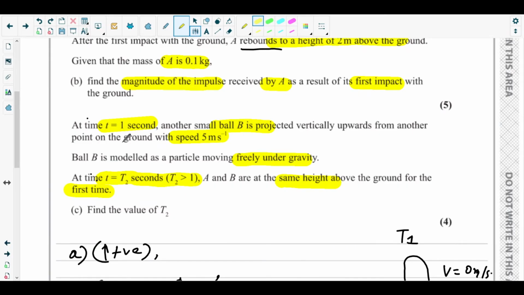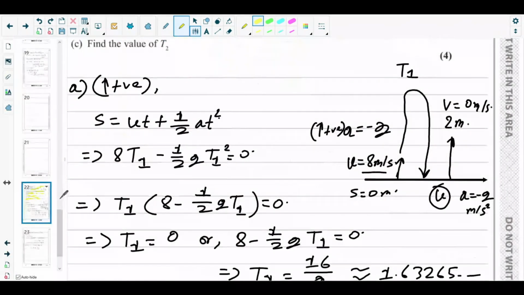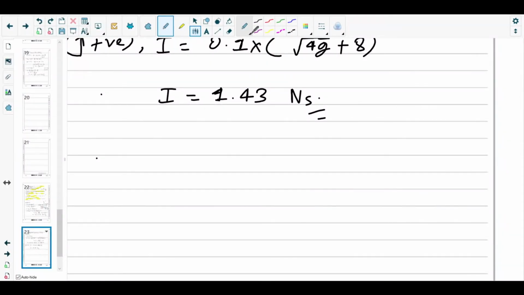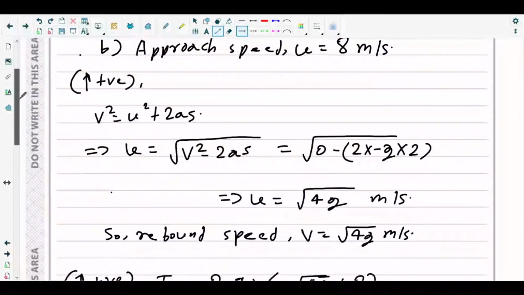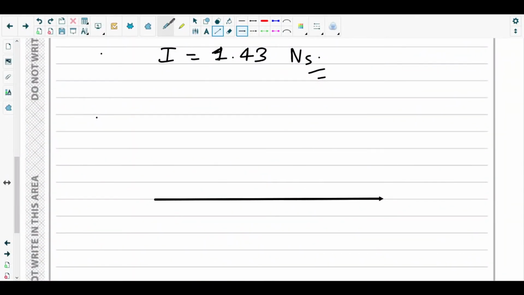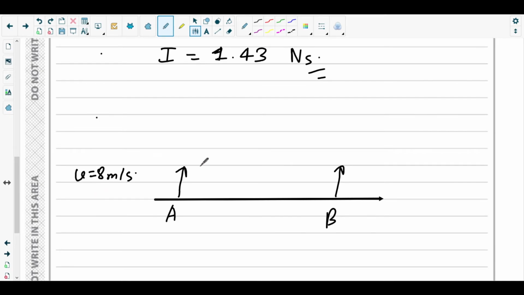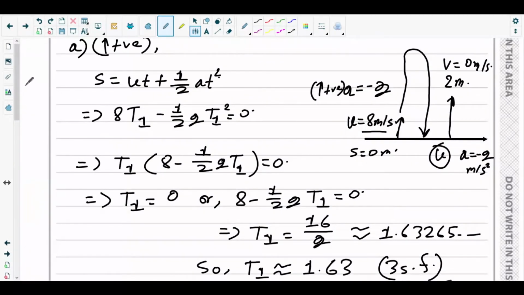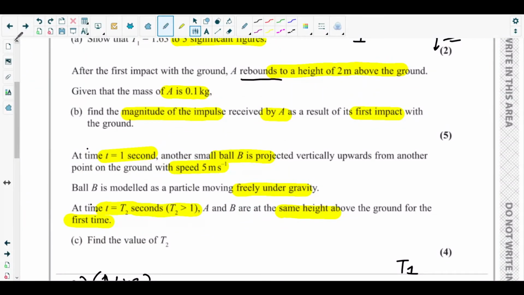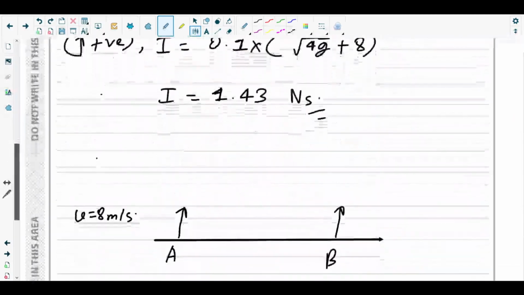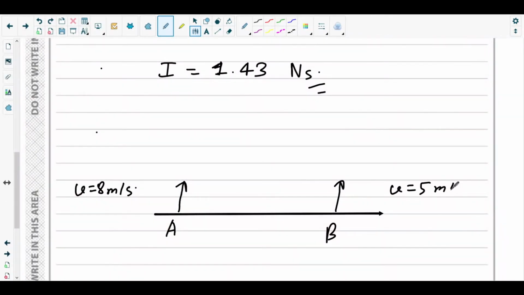So ball A is on one side and ball B is on the other side. Ball A has been projected first. If I show you this on a diagram, that's better to help you understand. Look, this is the scenario. This is ball A and this is B. For ball A, initial speed is 8 meter per second. And for ball B, the initial speed is 5 meter per second.